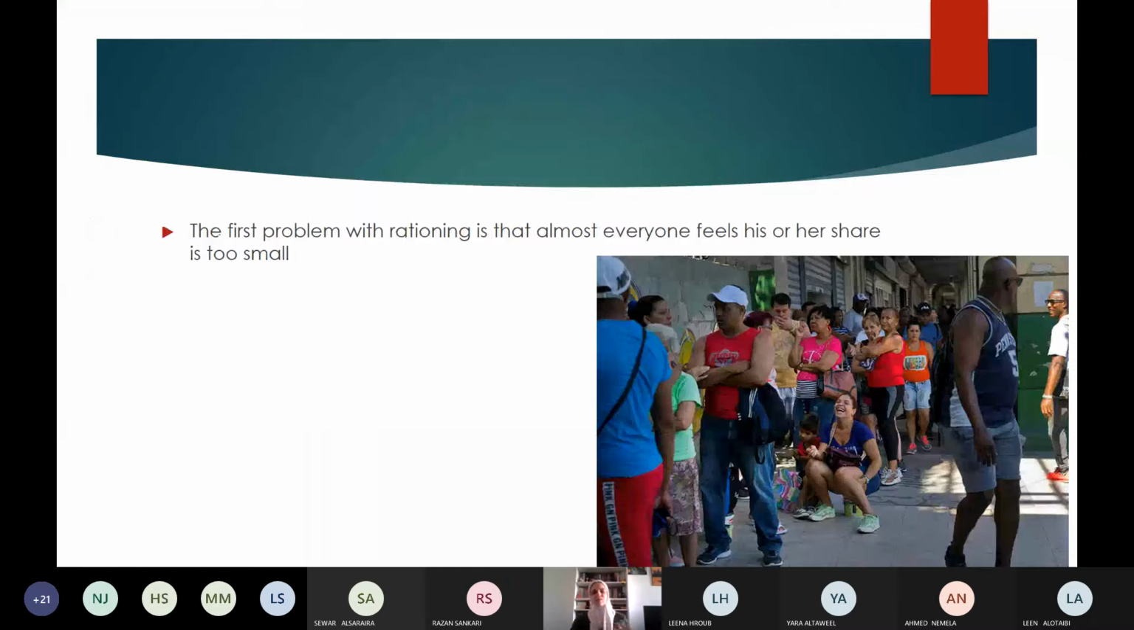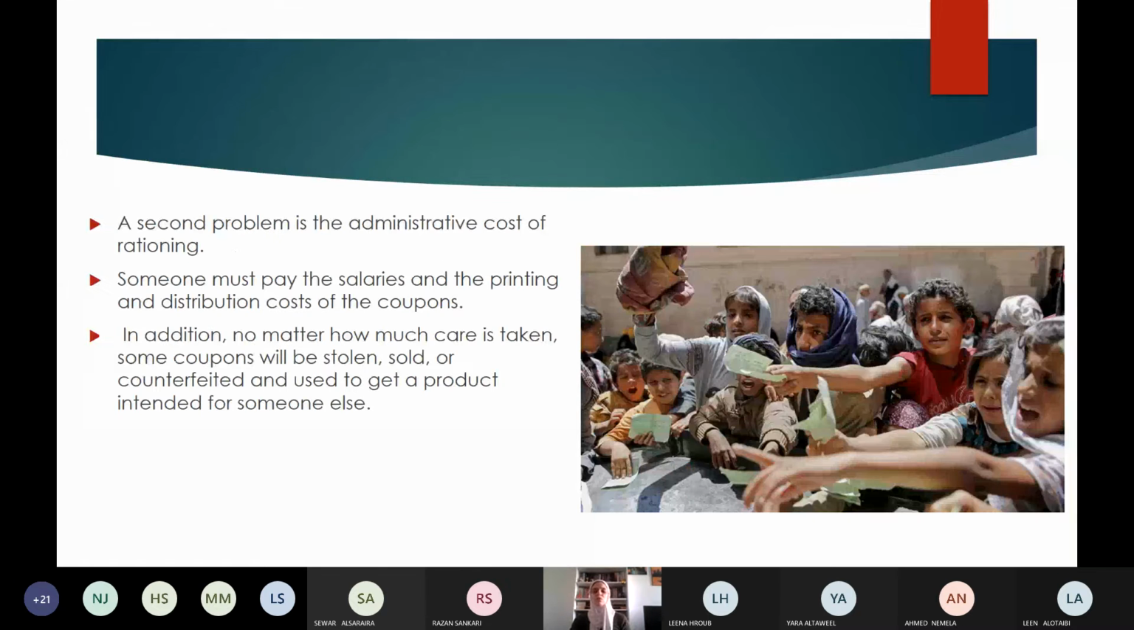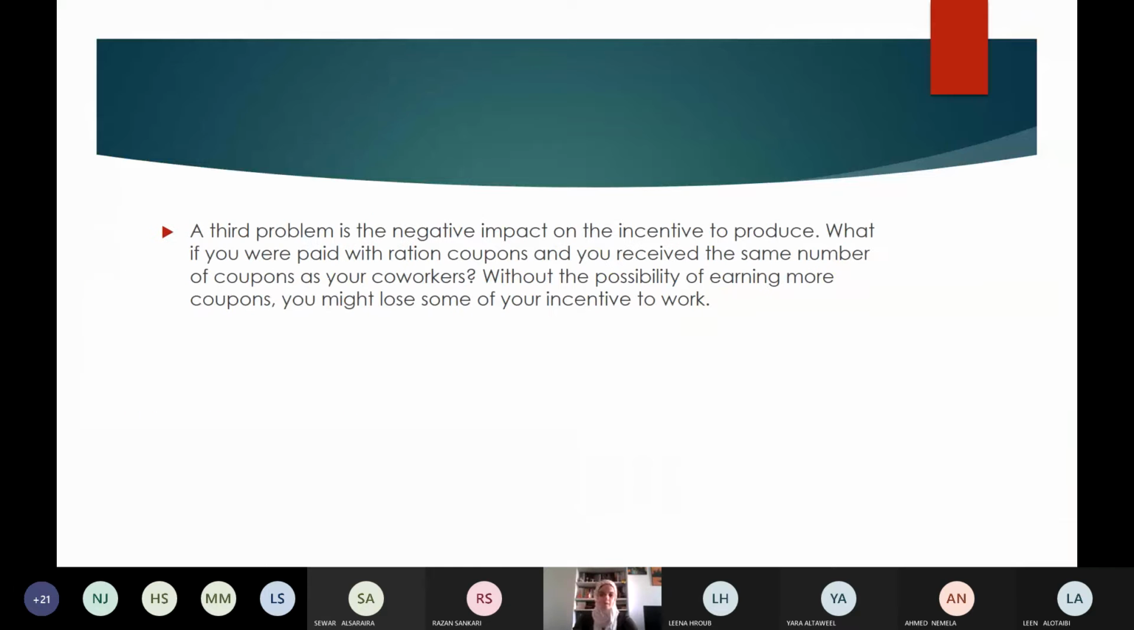So number one, everyone will feel that he didn't take enough. Number two, the coupons are exposed to be stolen. A third problem is the negative impact. What if you were paid with ration coupons? What if I work as a teacher and at the end of the month, they give me 10 coupons? But I teach grade 10 and grade 11. You give me only 10 coupons and my friend teaches only one grade and she takes 10 coupons. Why? I will not teach 2 grades. I will teach only 1 grade. This is a feeling of what? Inequality. I'm not equal to my neighbor.